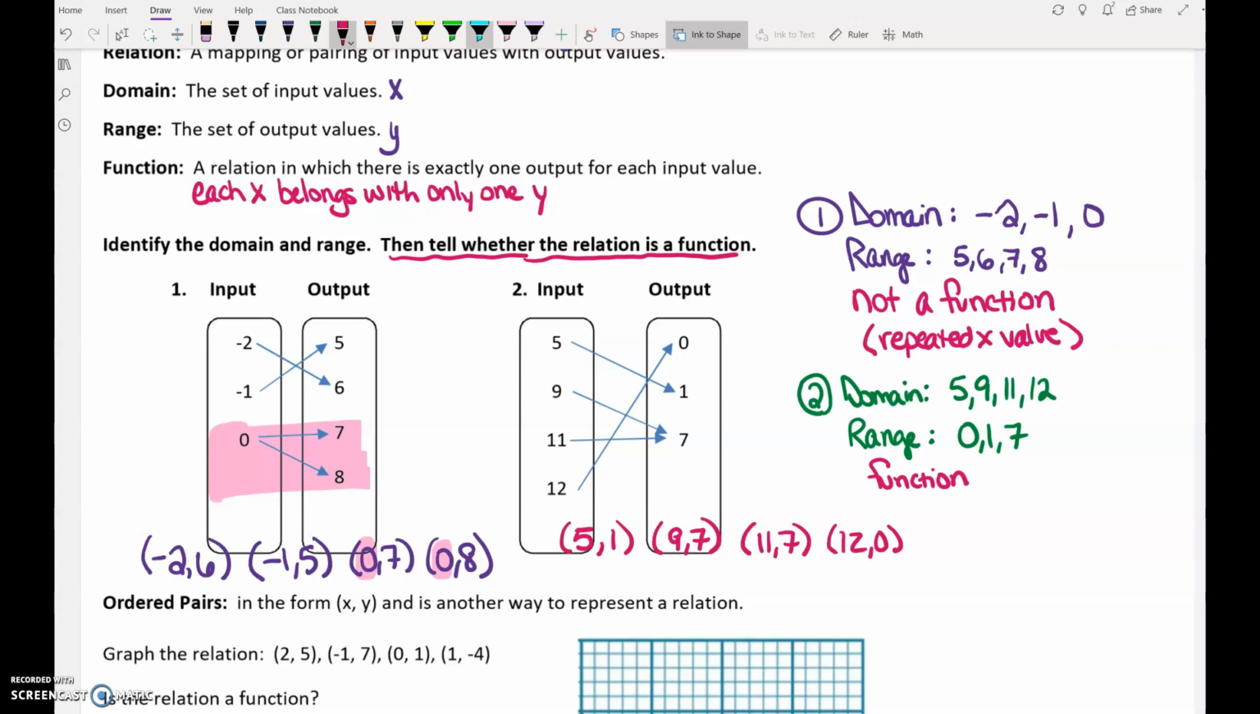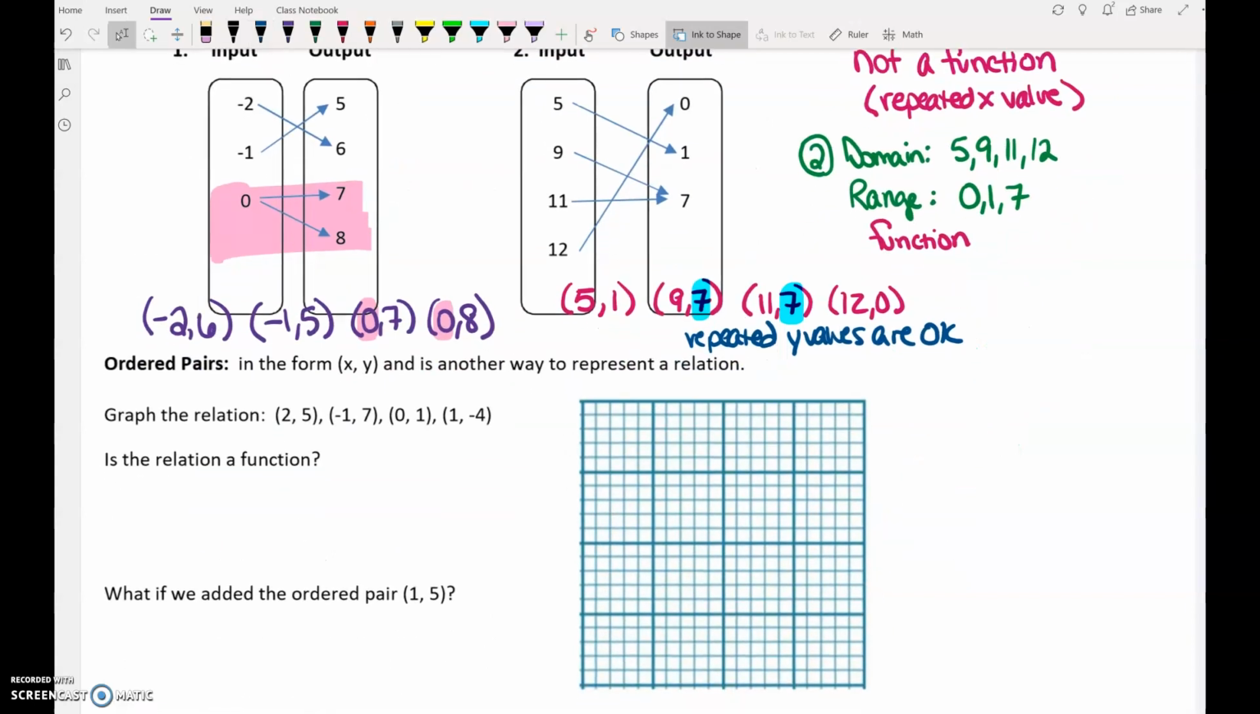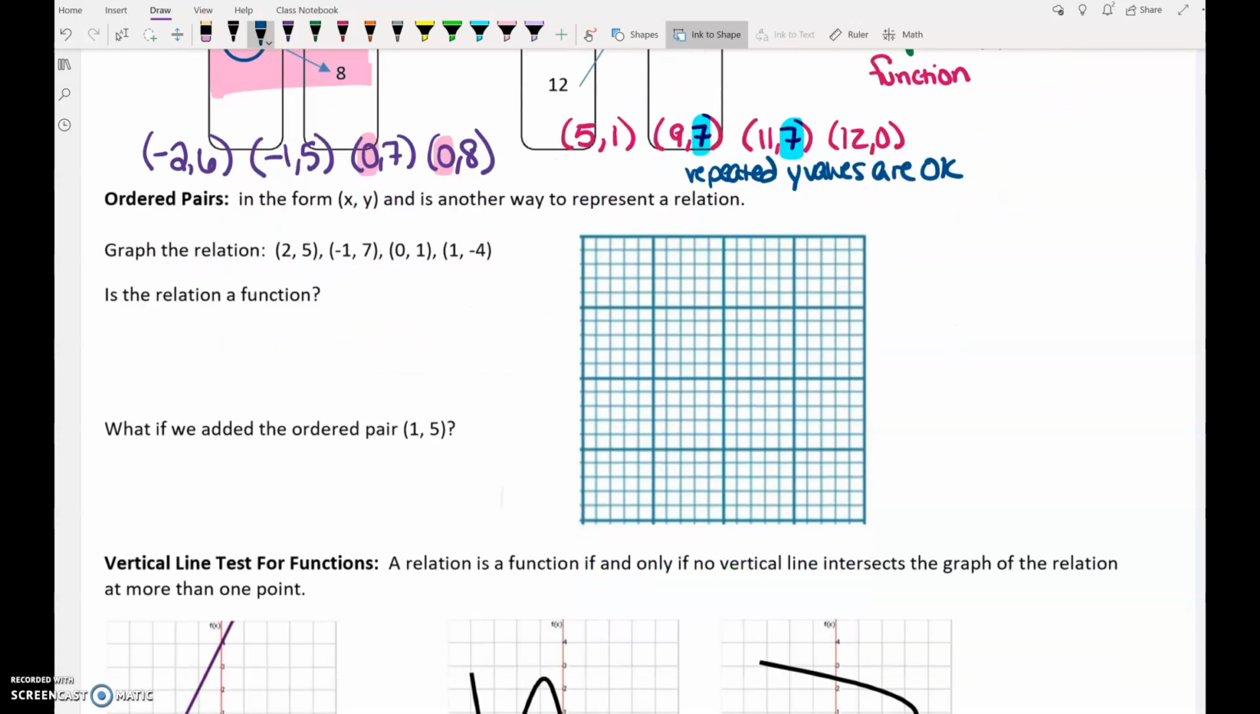And I am going to note here the repeated y value. Repeated y values are okay. This might be kind of a weird way to look at it, but here the x value is knowingly dating two people, and that's bad. Here, 9 is dating 7, 11 is dating 7, but that's not really 9 and 11's fault. So they don't know. It's the x's that are important. Focus on the x's. The x's are important.